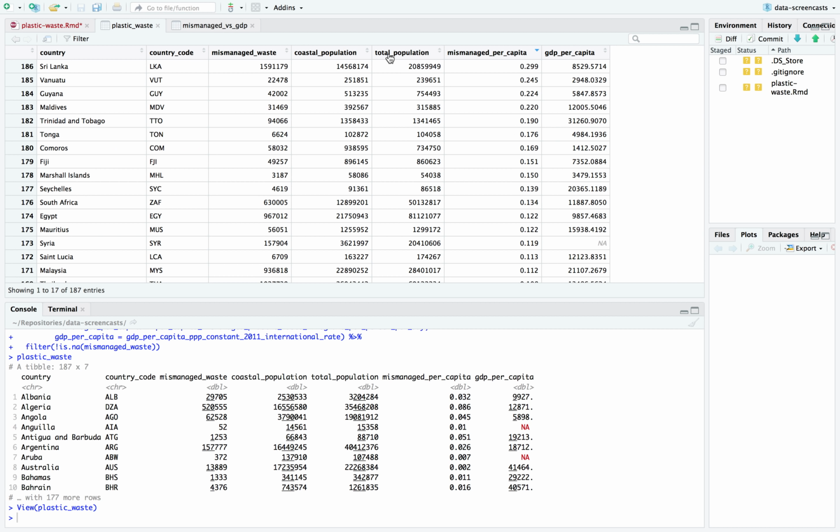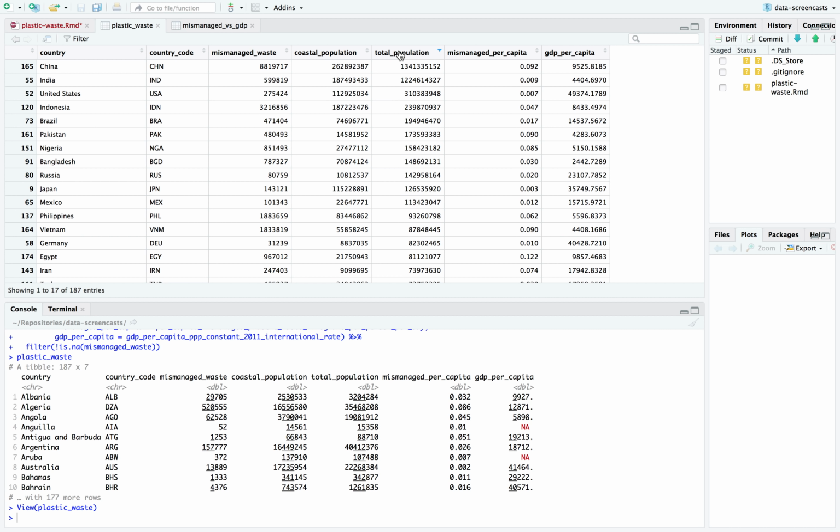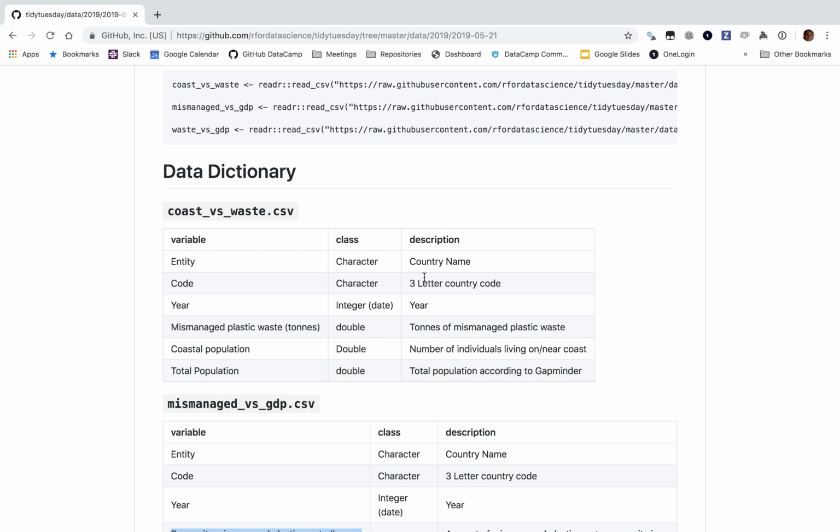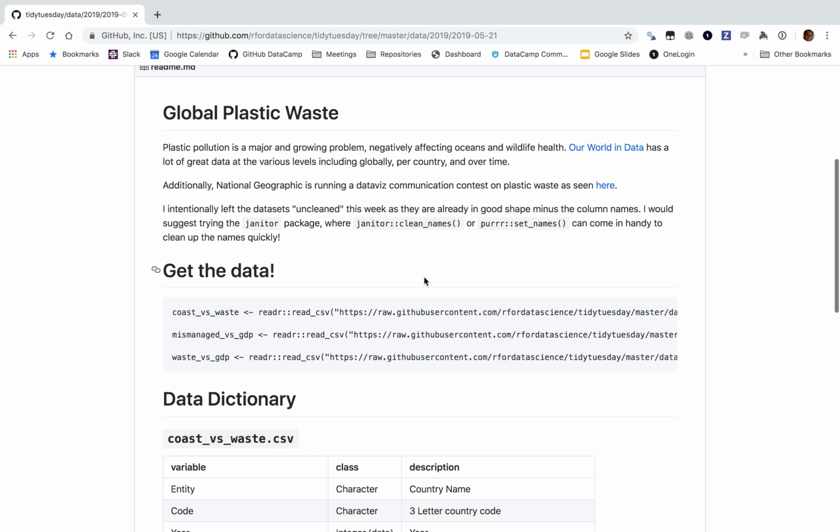actually, let me take a look at it one other way. Look at the biggest countries in the world and ask what level of mismanagement there is. The 3 biggest countries in the world by population are China, India, U.S. It looks like the U.S. has, China has a far greater amount of mismanaged plastic waste. That's wow, that's remarkable.